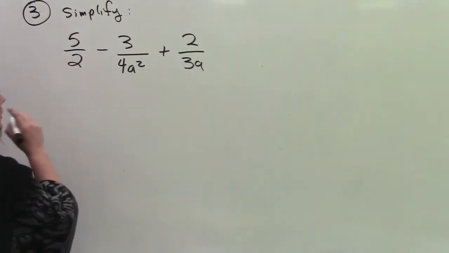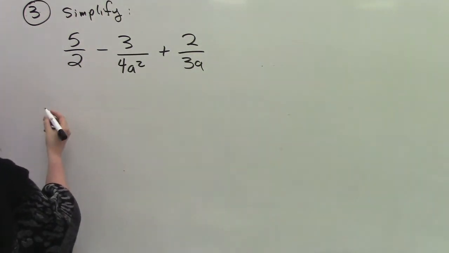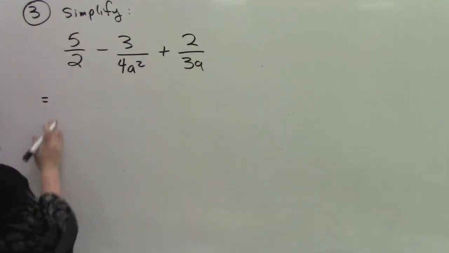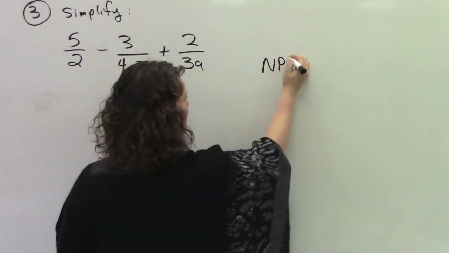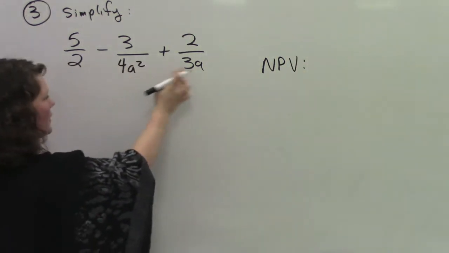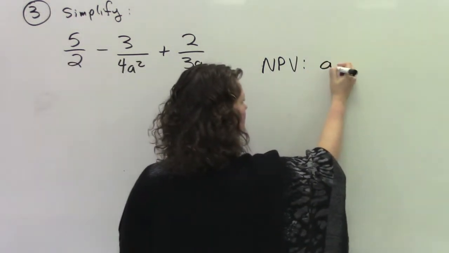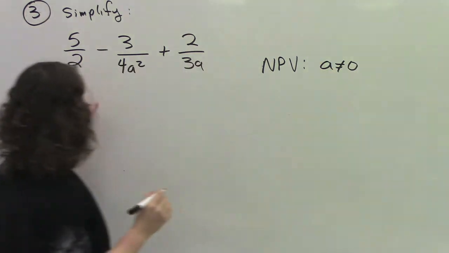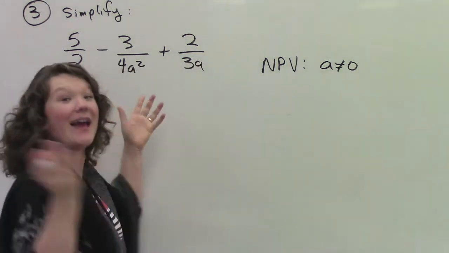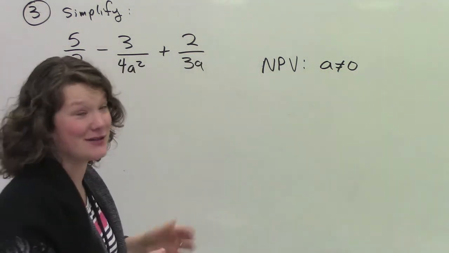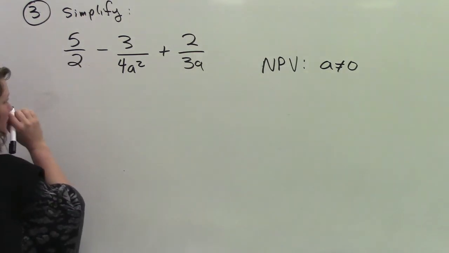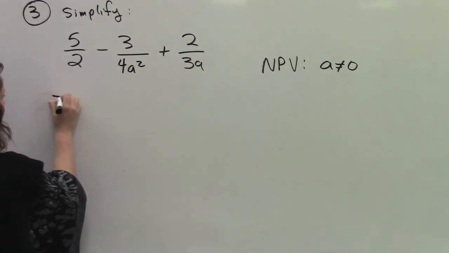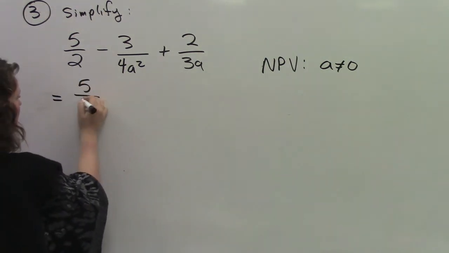Alright, so what I want to do is find out what the lowest common denominator between these guys is. Actually, first I can say the non-permissible values. a cannot equal 0. Hey, guess what? 2 can't equal 0 either. Hey! 2 is never 0, because 2 is 2. So let's just go through what we did last time.